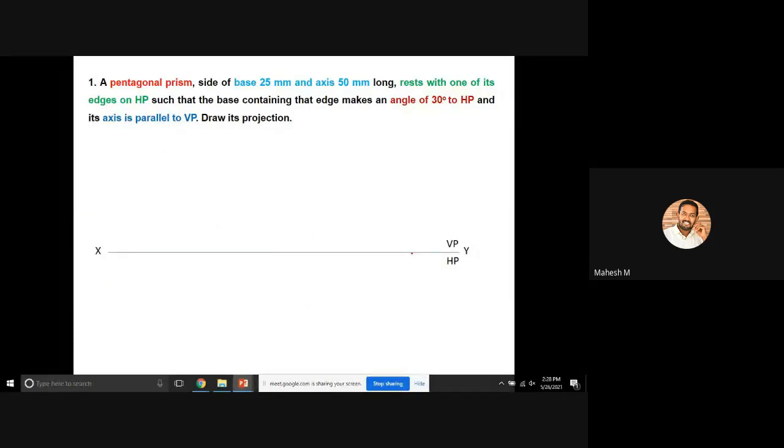Okay, so now you have to draw a horizontal line, similar to our previous condition, called the reference line, with the names X and Y. Then you have to mark the names of the particular planes: one is VP and another one is HP. Okay, so after that, you have to create a plane exactly on the top view position because the condition is rest with one of its edges on HP. If it is on HP, you have to draw the pentagonal shape exactly on the top view position. If it is on VP, you have to draw a pentagonal plane exactly on the front view position. Is it clear?